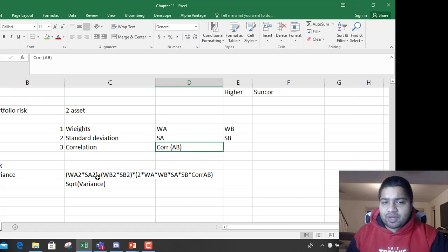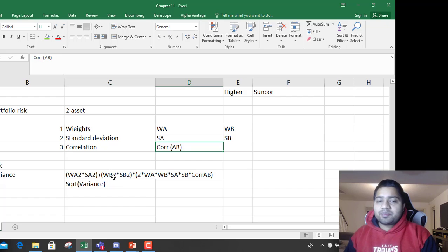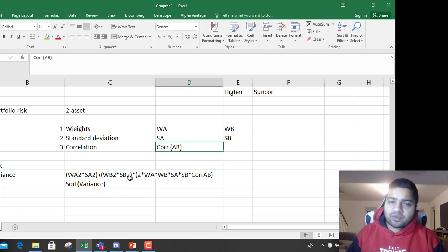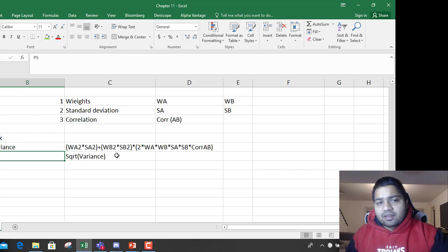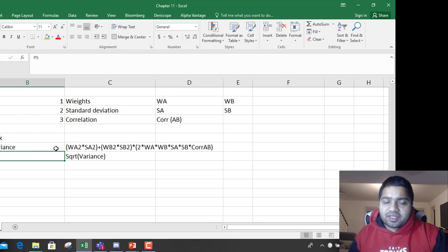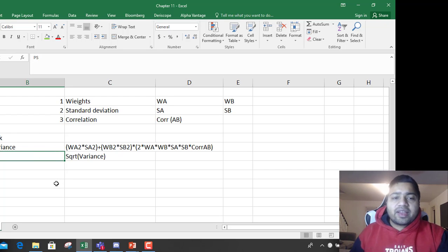Weight of asset A squared into standard deviation A squared, plus weight of asset B squared into standard deviation B squared, plus 2 into weight of asset A, weight of asset B, standard deviation A, standard deviation B, into correlation AB. That is variance. Then calculate portfolio standard deviation by using the square root of variance.